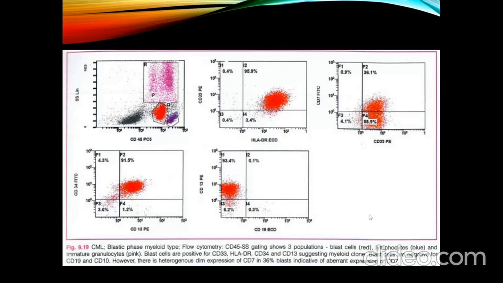And again in case of CD7, we can see there is dim expression, that is only 36% blasts indicate, and therefore this indicates an aberrant expression of CD7. But mostly it is showing us myeloid lineage.